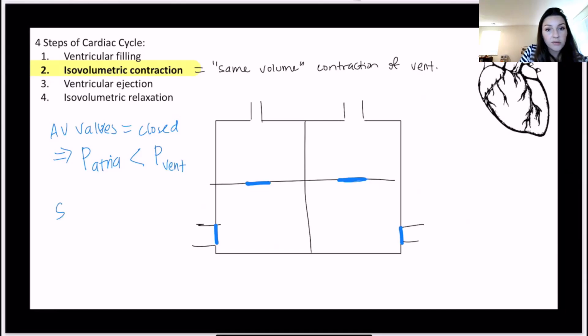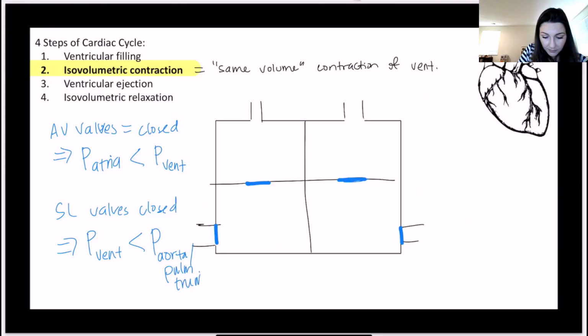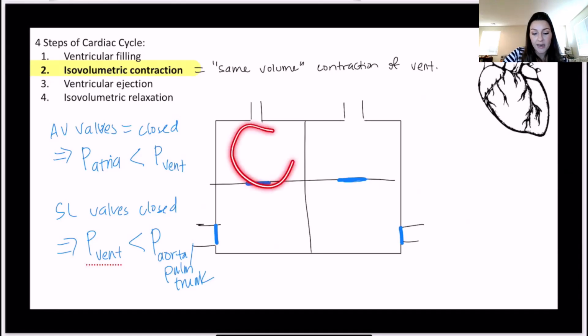The semilunar valves are closed for a very similar reason. They're still closed from the last step too. So the pressure in the ventricles is less than the pressure in the aorta and the pulmonary trunk. They're still closed because the pressure is still higher in those great vessels leaving the heart.